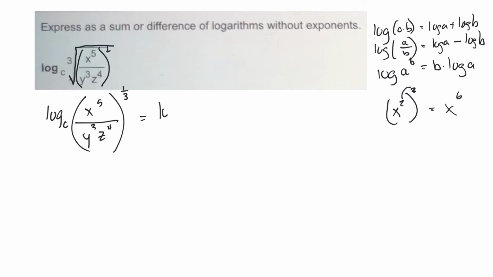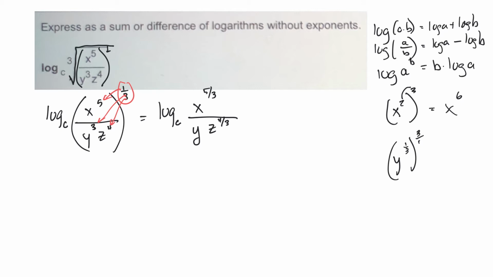So this would be log base c of x to the fifth times a third, which would be 5/3, over, on the bottom I have y to the third times a third. What would that be? Let me write it over here. Y to the third to the third. Well, if you multiply those, that'll just come up to 1, so it'll just be a y. And then z to the fourth times a third would be z to the 4/3. Okay, so I applied this 1/3 to that exponent, and that exponent.